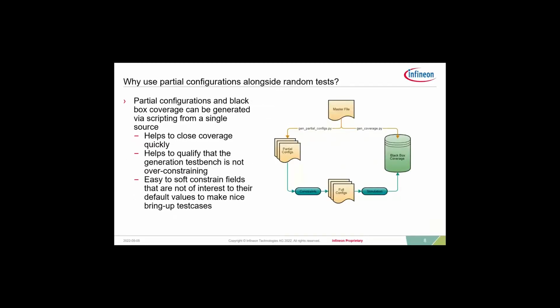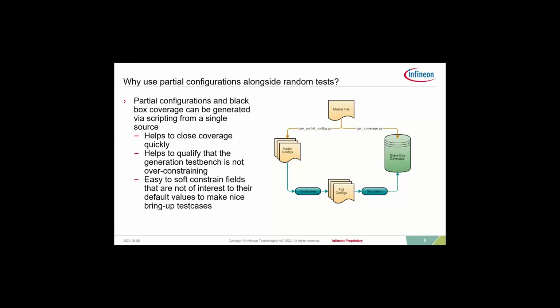And then if you're able to read in lots of pre-generated configurations, you can get quite creative with this pre-generation. So we have a way of capturing the configurations that we would like to cover in a master file, which becomes the source for generating a black box coverage model, which is just saying, have I covered this configuration? Have I covered this configuration?